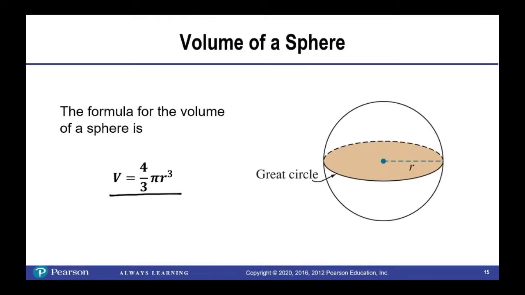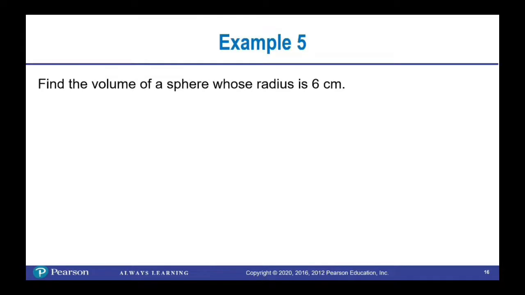Last, we have the volume of a sphere. The formula for the volume of a sphere is 4/3 pi r cubed, where r is the radius of that sphere. In example 5, we're asked to find the volume of a sphere whose radius is 6 centimeters. Here's our formula, 4/3 pi r cubed. Plug in 6 for r.